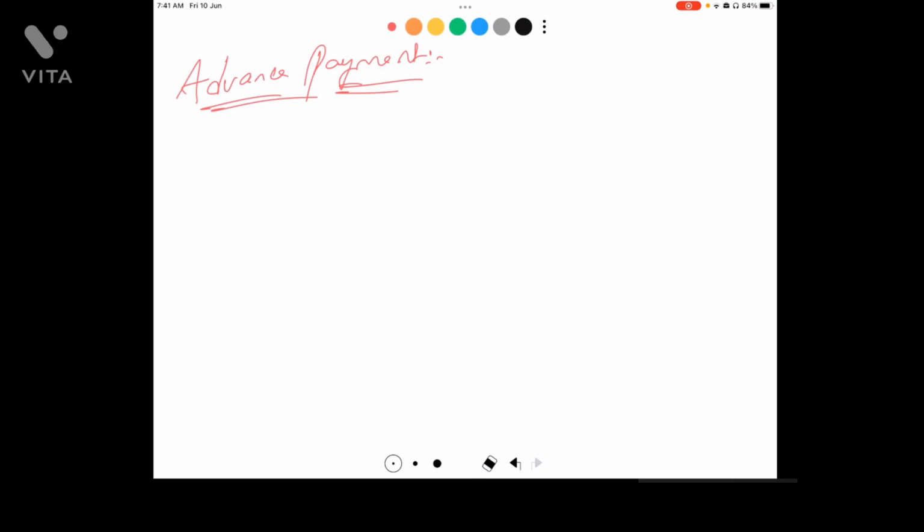This SAP application is completely for business purposes. Whatever business they are planning to do in real life, we need to apply in SAP. So what do you mean by advance payment?